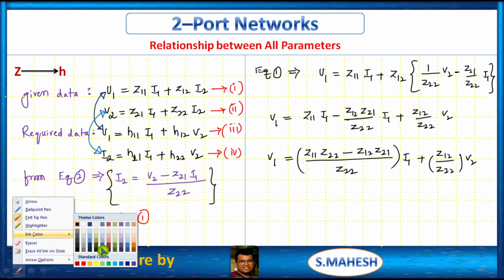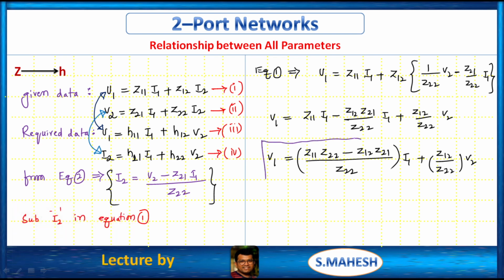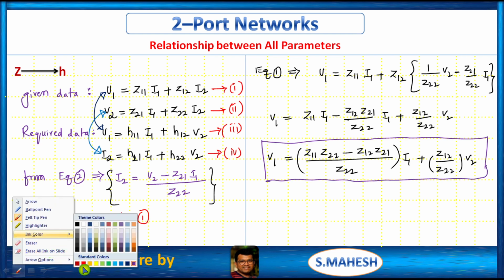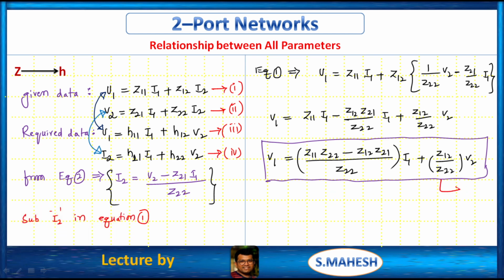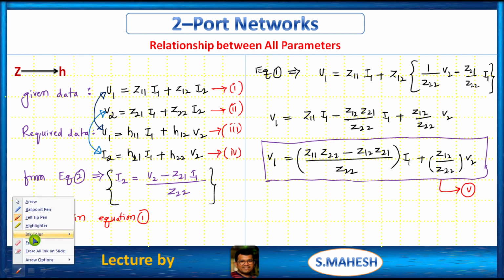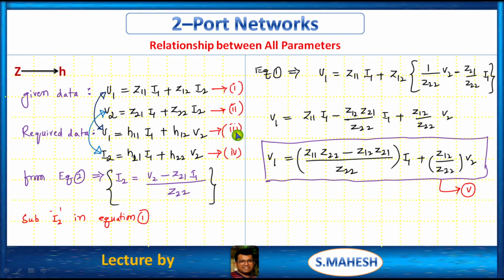Then let us say this is equation 5. Then you have to compare equation 1 and equation 5. V1 is Z11 I1 plus Z12 I2. So V1 equals some part of I1 plus some part of V2, right? Sorry, we have to match with equation 3, not 1, equation 3. See, H11 is this part, H12 is this part, right? We just have to cross check equation 3 and equation 5, that's it.